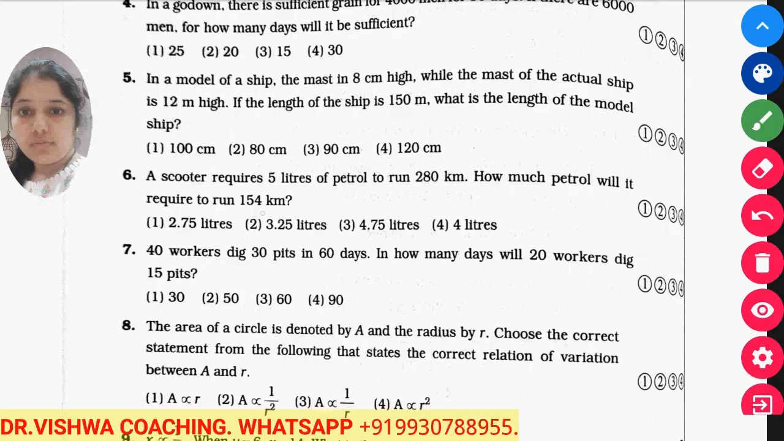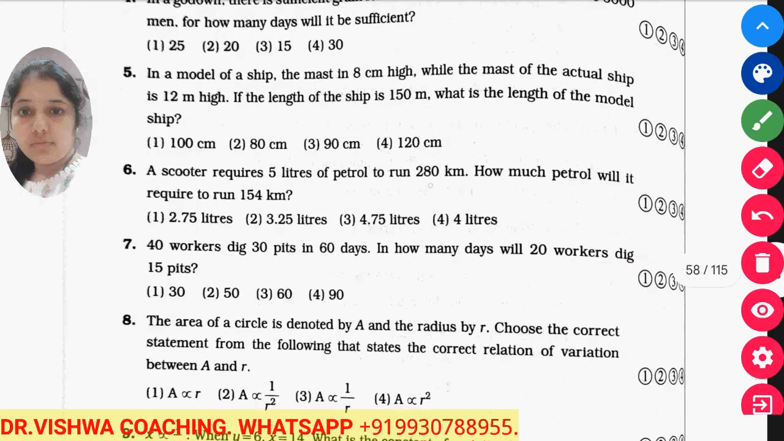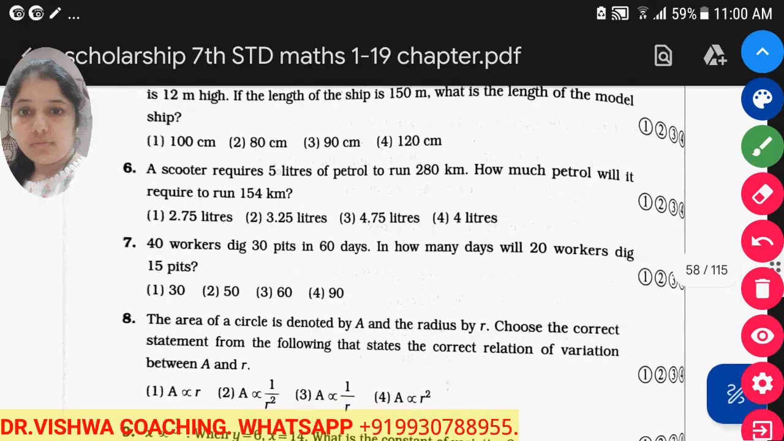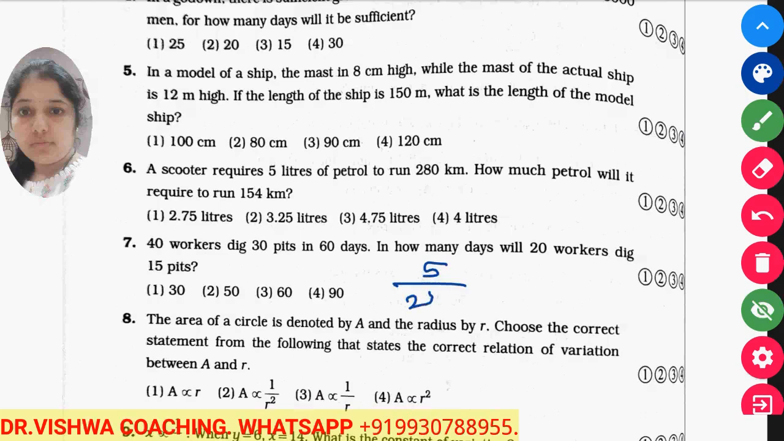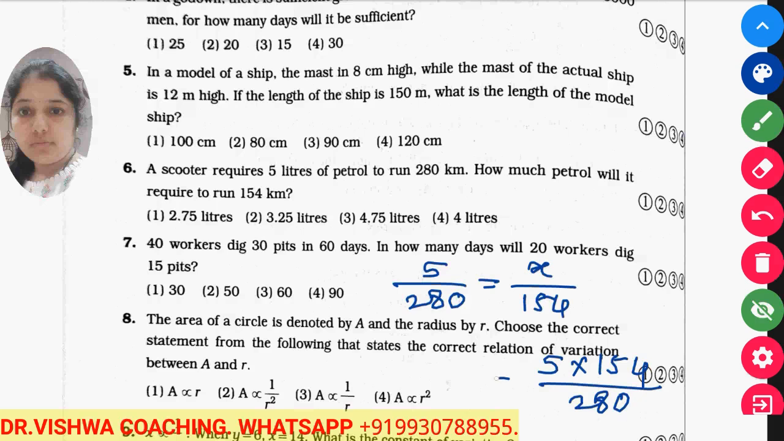Now see, when distance is reduced, the amount of petrol required also gets reduced. So there is a direct variation between these two. So 5 liter is sufficient for 280 kilometer. So how much is sufficient for 154 kilometer? Now you can summarize. 5 into 154 upon 280 is equal to your amount of petrol required.